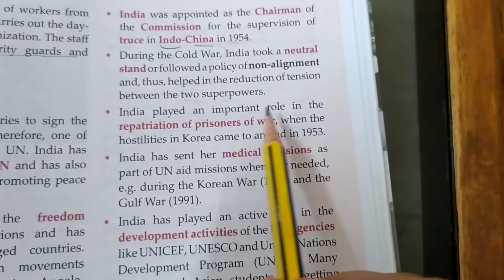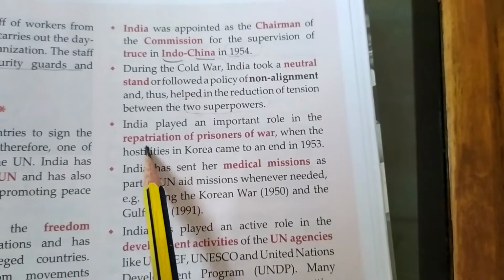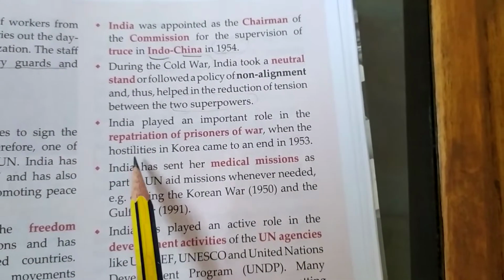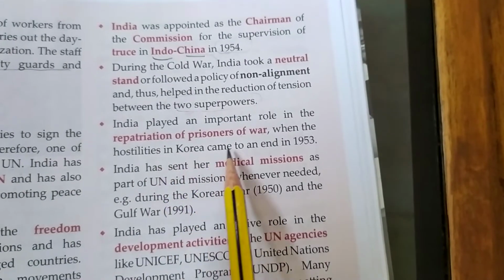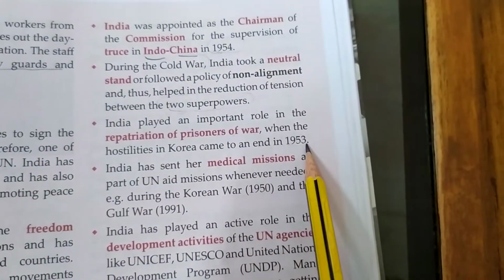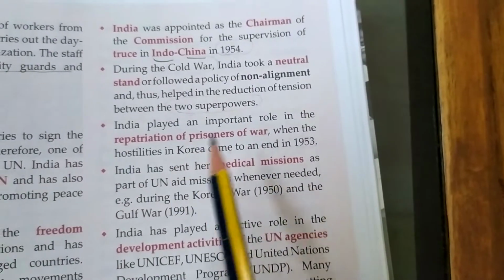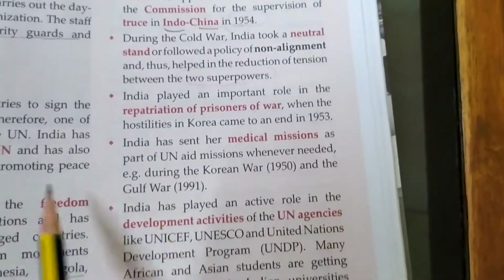India played an important role in the repatriation of prisoners of war when the hostilities in Korea came to an end in 1953. These are the contributions which India has made as a member of the United Nations.